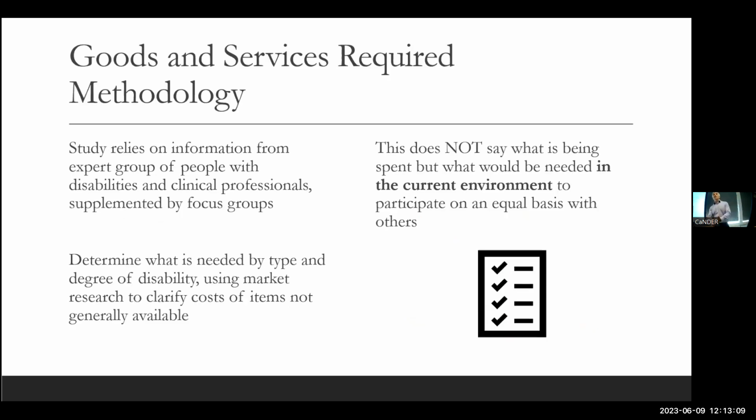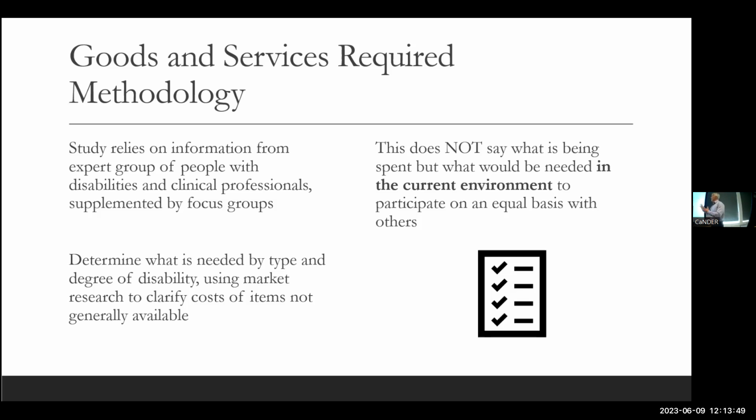So the method we've been trying to develop is something called the goods and services required methodology. I'll talk very quickly. Basically, it relies on information from an expert group of people with disabilities, parents of children with disabilities, professionals, and we have a series of focus groups. It's really kind of a qualitative methodology, actually, even though we're collecting numbers. And so by type and degree of disability and market research, because in some countries, for example, how do you put a price on things which don't exist, right? So there are some technical issues on that, and there's stuff you can read about that.